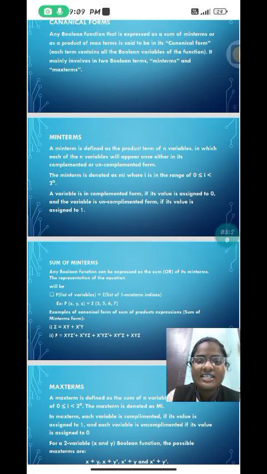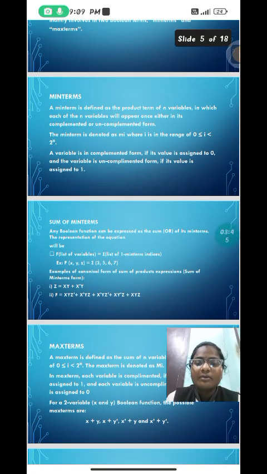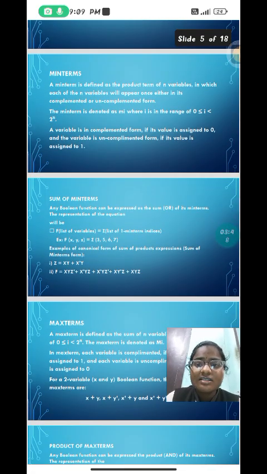One main point is there in minterms. A variable is in complement form if its value is assigned 0. That means that variable contains a complement form when it is assigned 0, and the variable contains uncomplement form when it is assigned 1. So we will see these minterms.